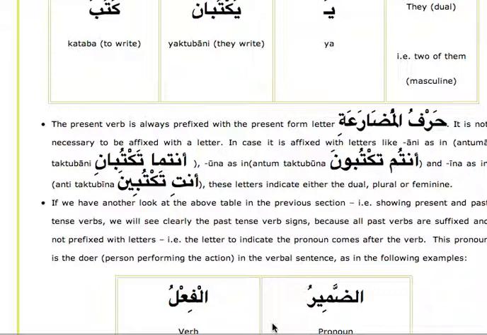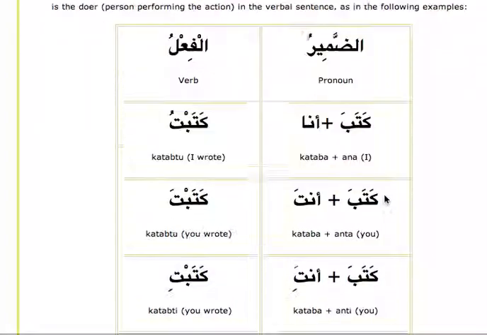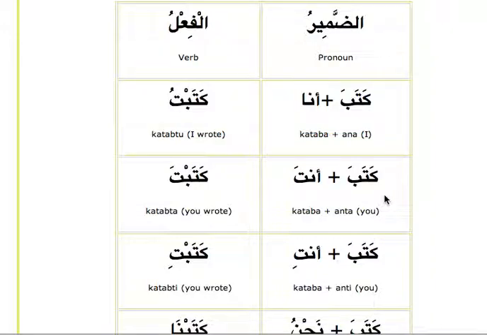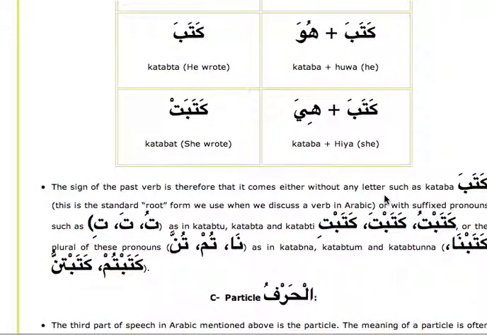The pronoun is the doer in the verbal sentence, as in the following examples. Don't worry about all this stuff, just get it as it is. Damir, al-fi'l. Damir is pronoun. Kataba plus ana is katabna. We kind of already did all that stuff. Katabtu, kataba and katabta, kataba, all that stuff. Kataba, you got katabat. Kataba plus hua is katabta.